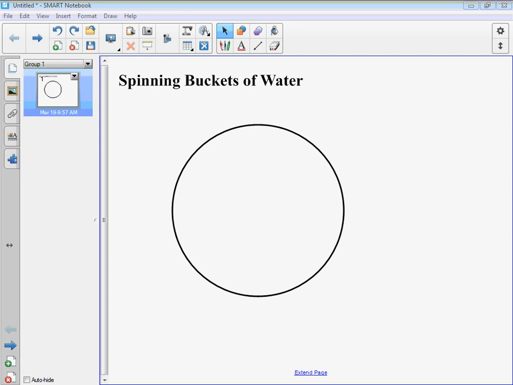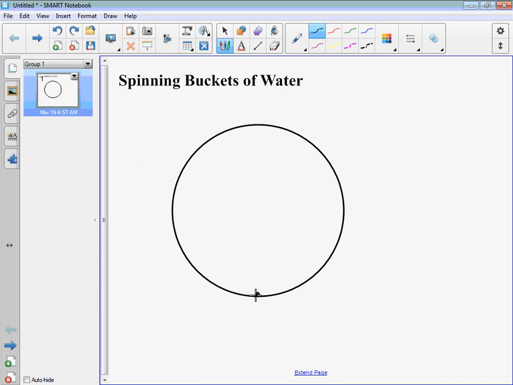So we have a nice little circle on here because we were supposed to be spinning it in a relatively vertical circle. It wasn't perfect by any means. That's okay. We're going to keep it nice and simple and pretend it was a nice, perfect vertical circle. Let's talk about the forces at each of the significant points on here.